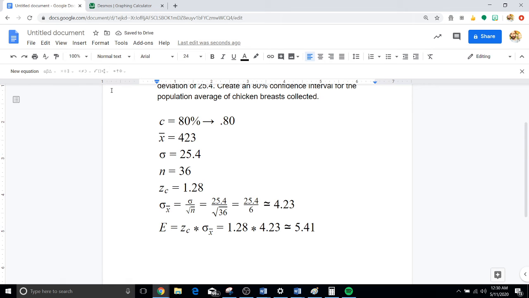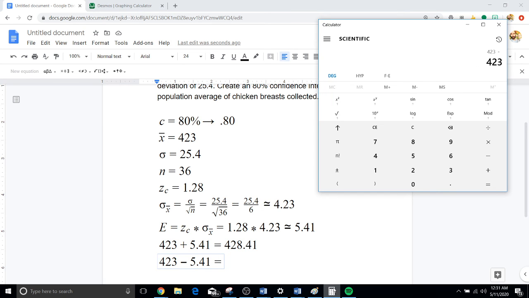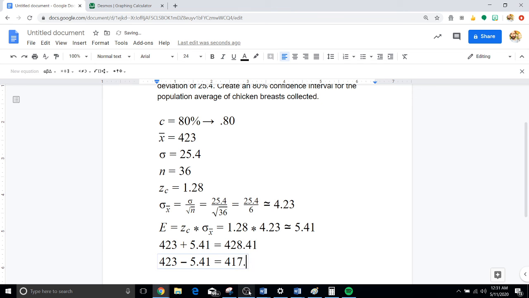And the only thing left to do is to add and subtract our margin of error to our X bar. So we have 423 plus 5.41, which is just going to be 428.41. Next up, we have 423 minus 5.41, and that is equal to, let's find out, I got 417.59. All right, so we got our big number and our little number. Last thing we have to do is just write out the answer.